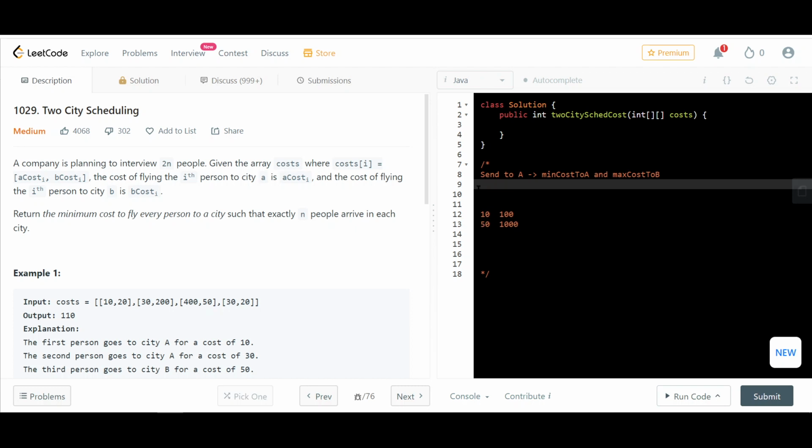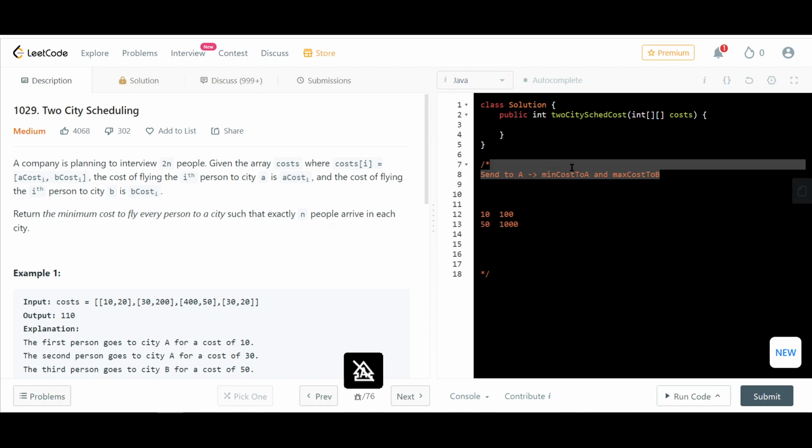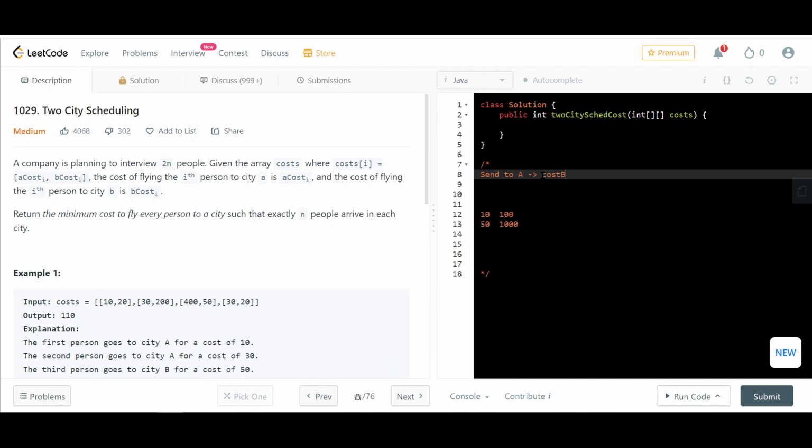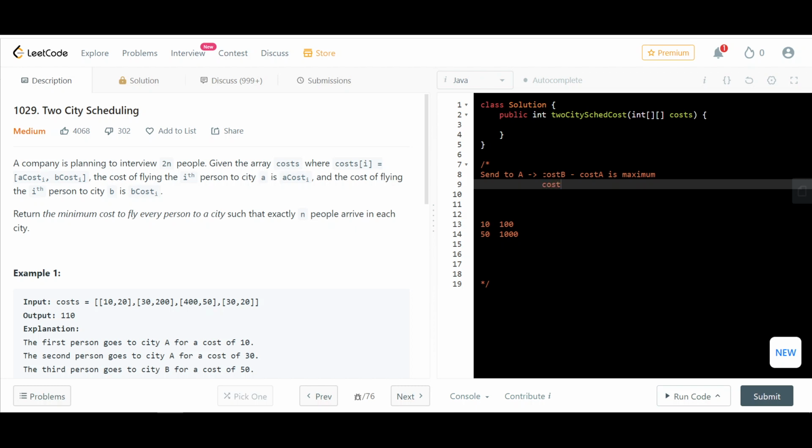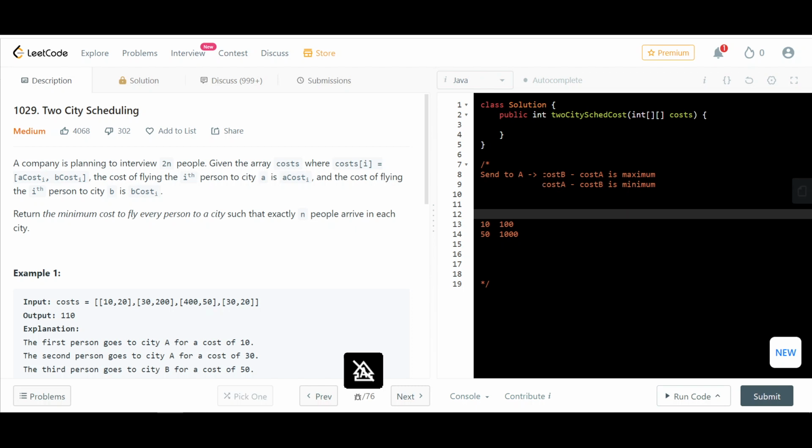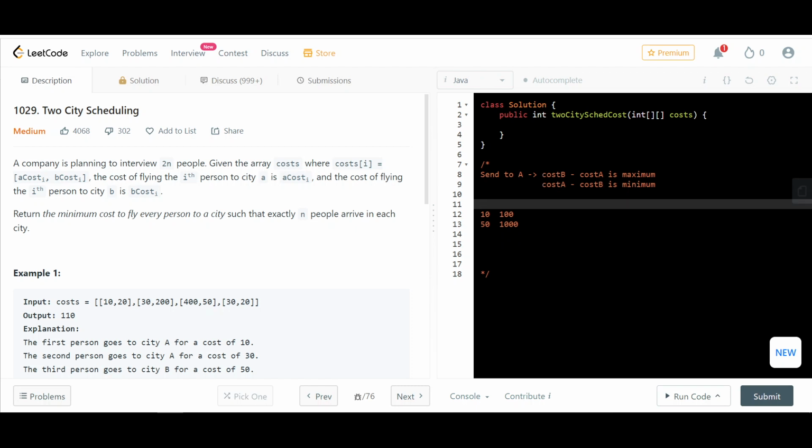So the person to send to A will be the one where cost to B minus cost to A is maximum. I'm losing the most, or it's costing me the most, and then I send them to A. Or the other way around, which is cost to A minus cost to B is minimum. That's the person that I'll send to A, and I'll do that in that order. Then I sort the array based on this philosophy.